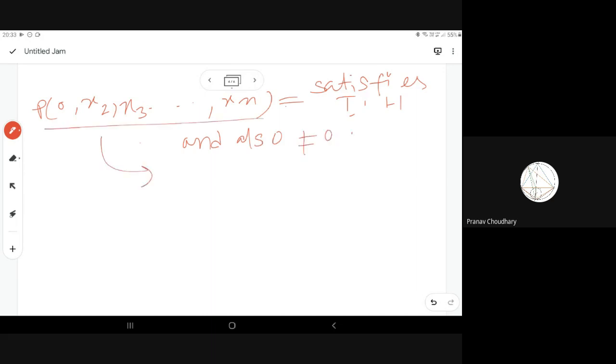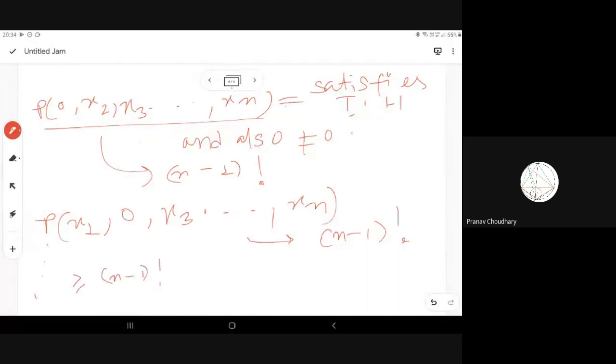So by the inductive hypothesis, this must have n minus 1 factorial terms, right? So similarly, there are at least n minus 1 factorial terms which do not have x1, right? Also, similarly, if you keep x1 at its place, give x2 0, and look at x3 up till xn, then again this polynomial also satisfies the inductive hypothesis, and also is not identically 0. So this gives you n minus 1 factorial terms, and you can do it for all the other terms, right? So this gives you at least a total of n minus 1 factorial into n, n for every variable. So yeah, that gives you n factorial terms at least.